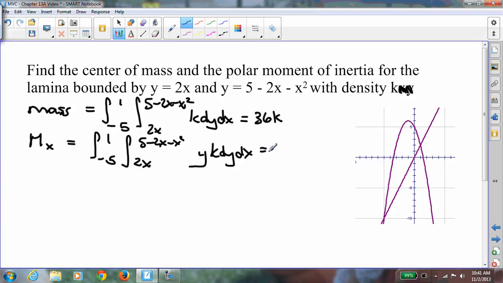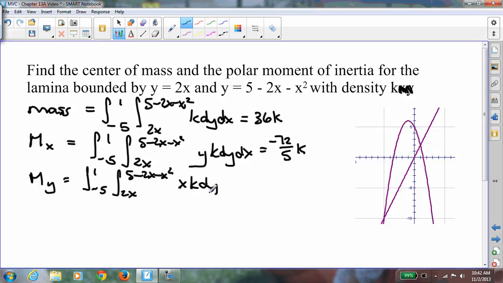And putting that into the calculator, I got negative 72 over 5 k. So similarly, the moment about the y-axis is going to be the integral from negative 5 to 1, from 2x to 5 minus 2x minus x squared. The distance to the y-axis is going to be x this time, k dy dx, and that equals negative 72k.